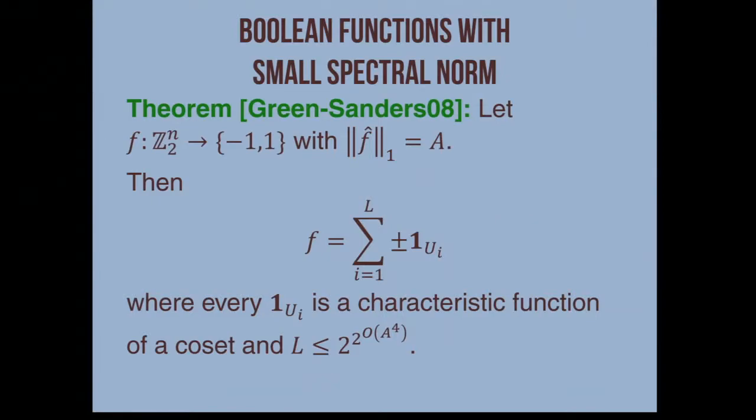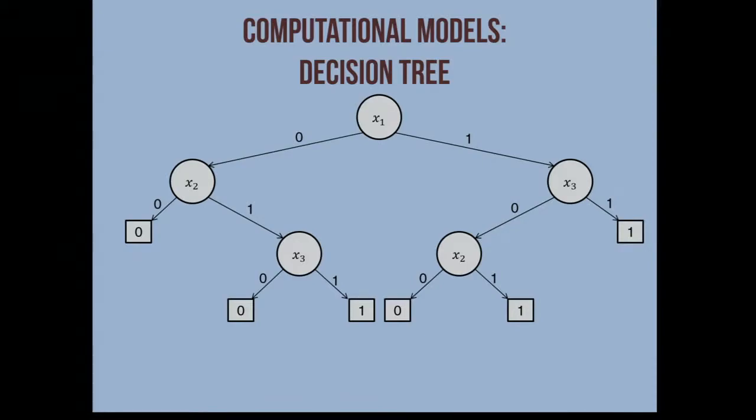Maybe you can even do them with all plus 1, but never mind. So that's a theorem. And so again, it shows some characterization of those functions with very low spectral norm. So let's move on to talk about the computational model.